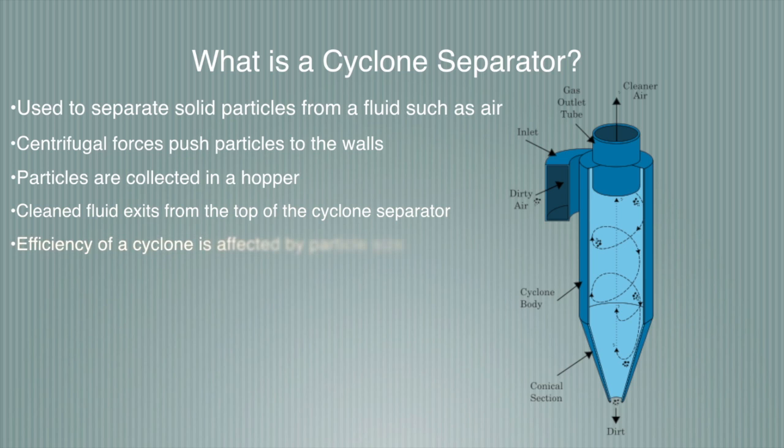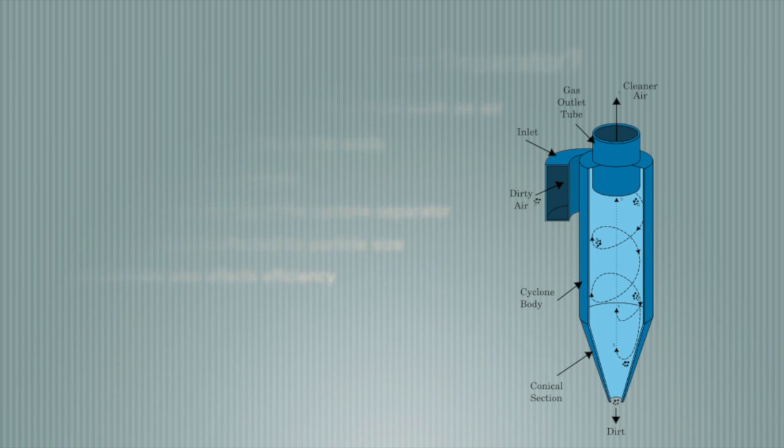Cyclone efficiency is best for particles ranging from 10 microns to 1 millimeter. Particles smaller than 10 microns will not be effectively separated from the fluid. Density also plays an important role, as less dense particles will cause an issue with separation.